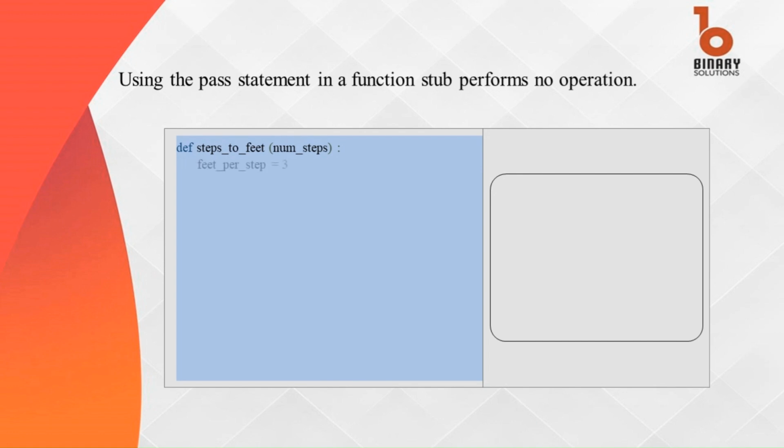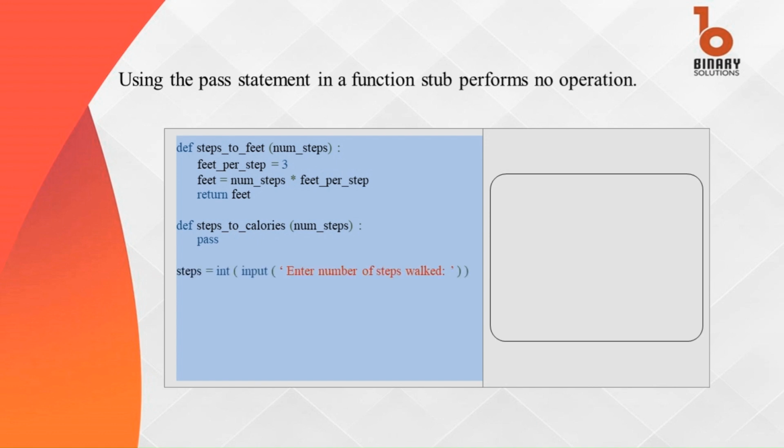The steps_to_feet function is implemented and takes the number of steps as an argument, multiplying it by 3, the assumed number of feet per step, to return the total distance in feet. However, the steps_to_calories function is a function stub, defined but not yet implemented. In the early stages of development, this stub allows the program to continue functioning without errors, while the developer can focus on the high-level logic of how the program should work.